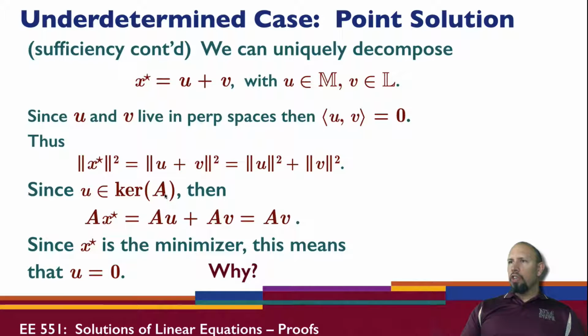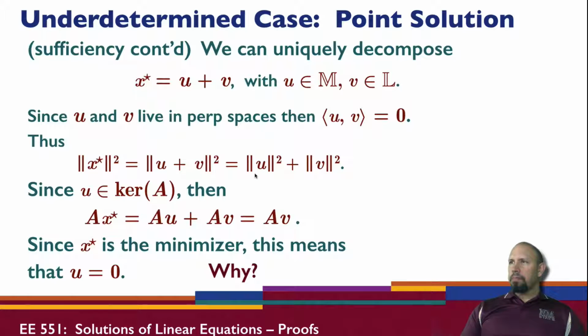Since U is in the kernel of A, then A times x star is equal to A times U plus A times V, but this is 0, so I get A times V. Since x star is the minimizer, this means that U must be 0. Why?